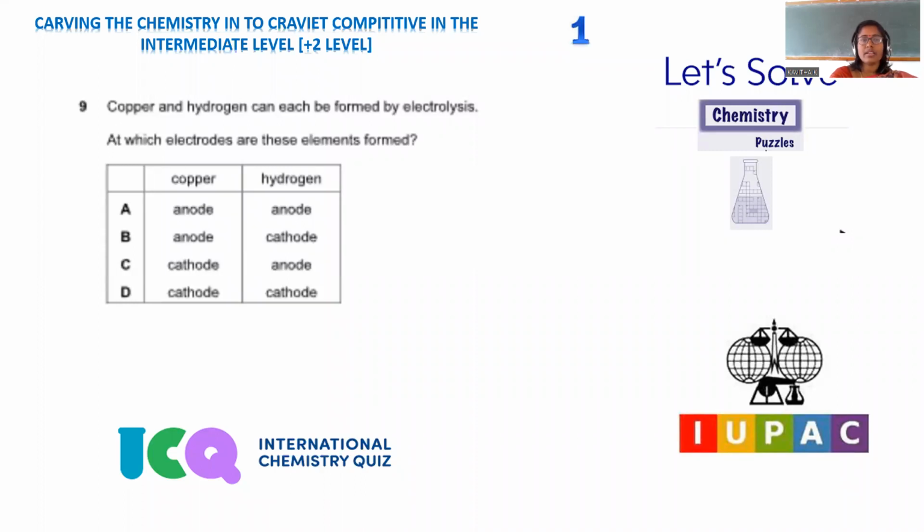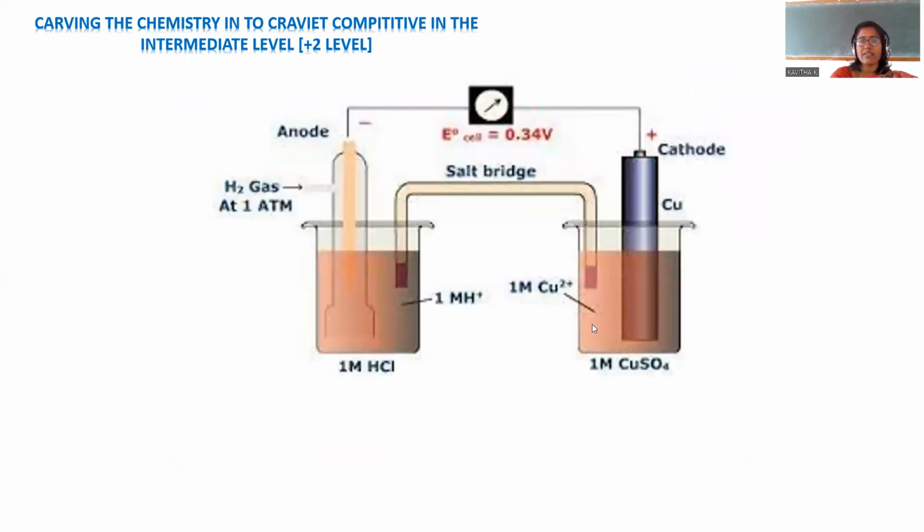Copper and hydrogen can each be formed by electrolysis. These are the components produced by electrolysis, right? At which electrodes are these elements formed? So here the process is said to be electrolysis. Cells are of two types. One is called a galvanic cell, the second is called an electrolytic cell, right? So let's move on to the galvanic cell. A galvanic cell is where chemical energy is converted into electrical energy. An electrolytic cell is the reverse of that, where electrical energy gives rise to a chemical reaction.